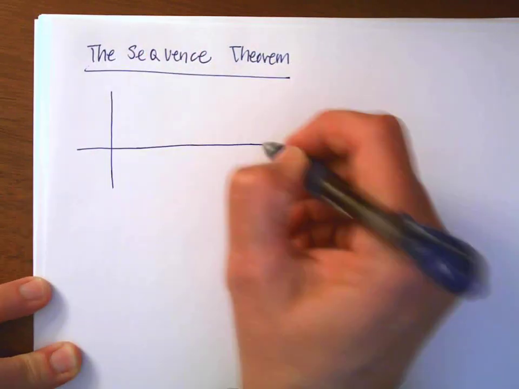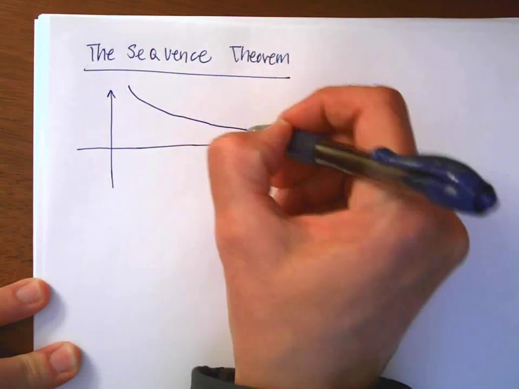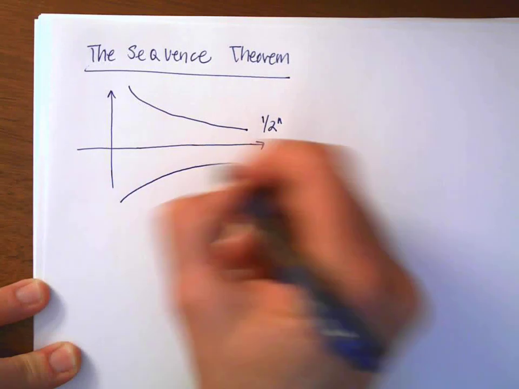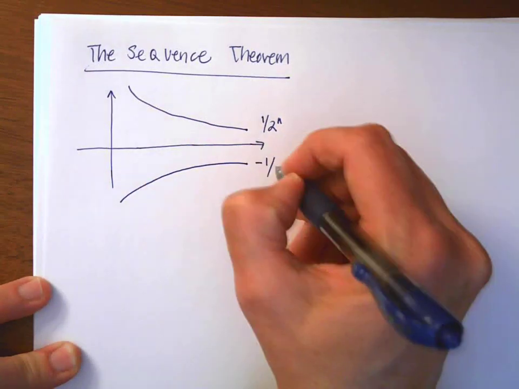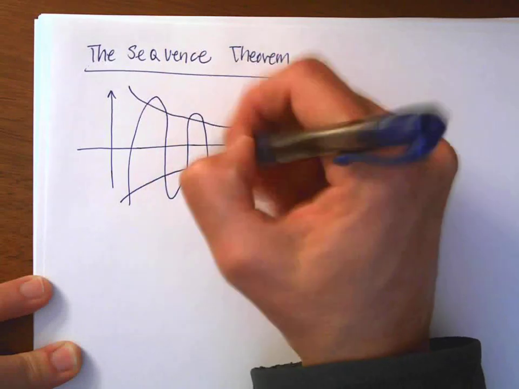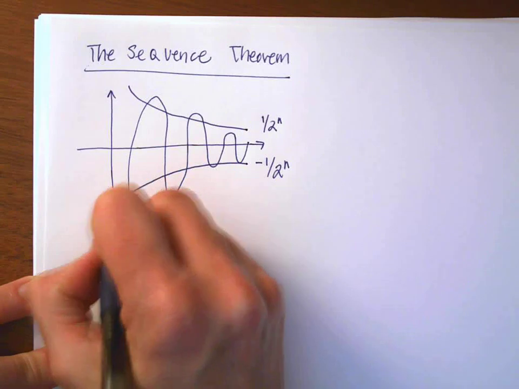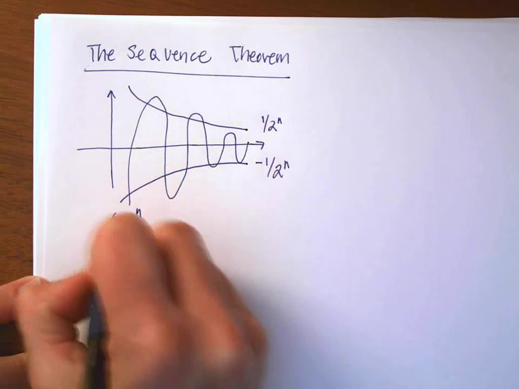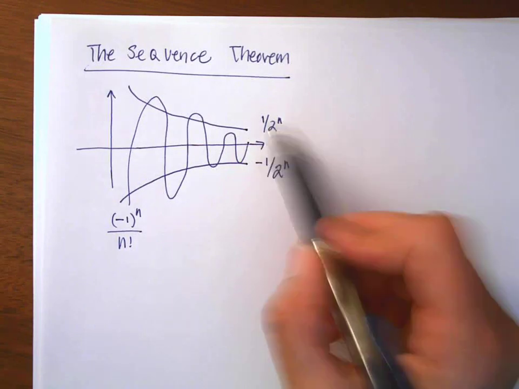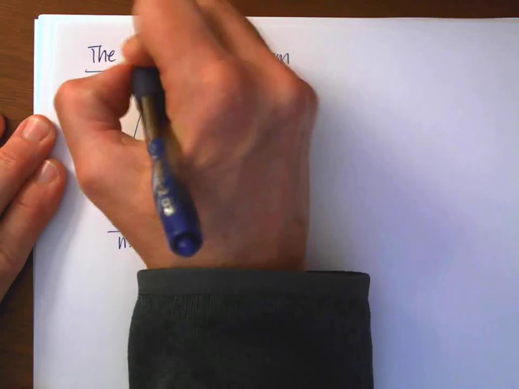So here's kind of what the squeeze theorem says. If I have some graph, and I have this equation, which might be 1 over 2 raised to the n, and then this one, which is a negative 1 over 2 to the n, and then in between, I have this oscillating function, and maybe this is negative 1 to the n over n factorial. As n approaches infinity, it is being squeezed.